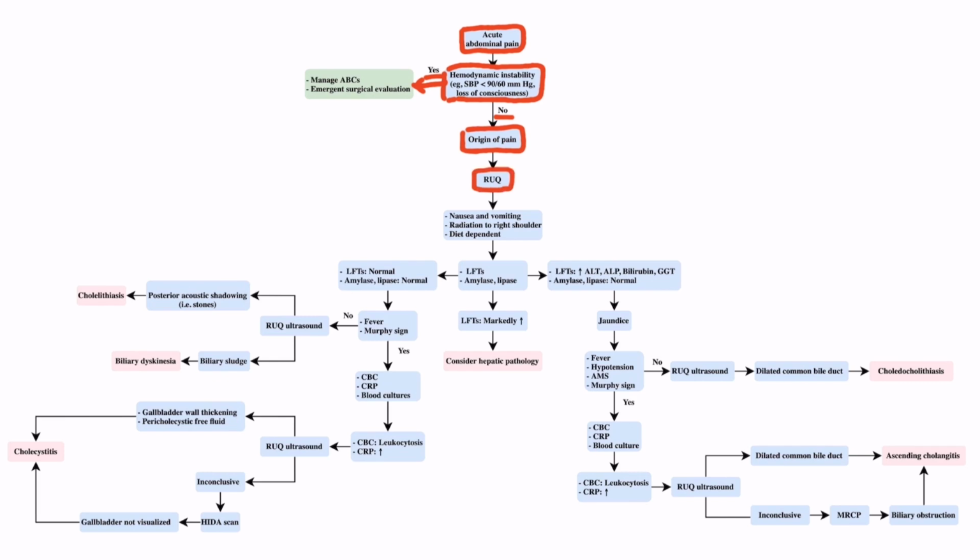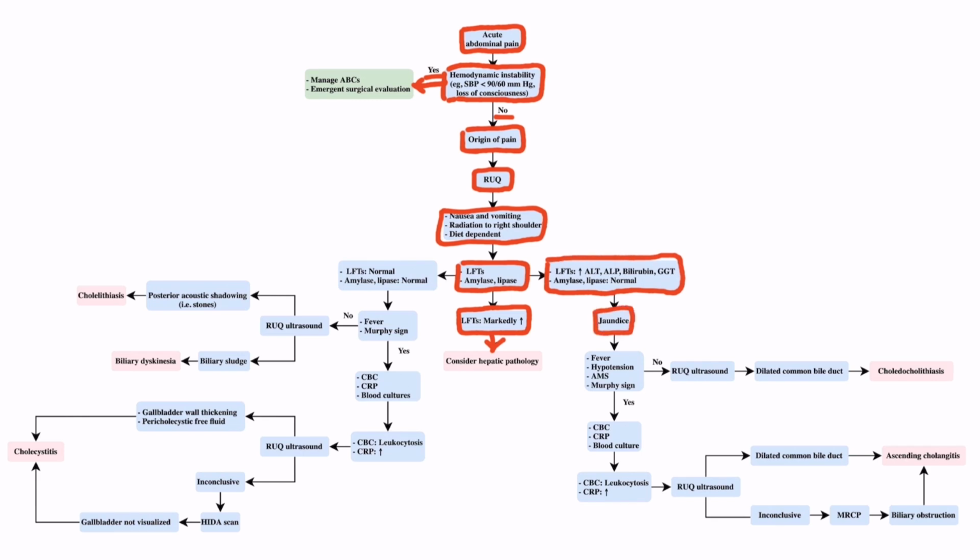Right upper quadrant pain can be accompanied with constitutional symptoms such as nausea and vomiting, as well as radiation to the right shoulder. It is important to obtain liver function tests, as well as amylase and lipase levels, since the liver, gallbladder, and pancreas are located in this area. Elevated liver function tests lead to a suspicion of hepatic pathology. However, increased levels of alanine transaminase, alkaline phosphatase, bilirubin, and gamma-glutamyl transferase, along with signs of jaundice, lead to possible biliary disease processes. If fever, hypotension, altered mental status, and a positive Murphy sign are absent, a right upper quadrant ultrasound is the next step, serving as a critical confirmatory test.